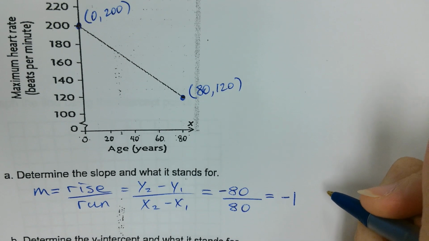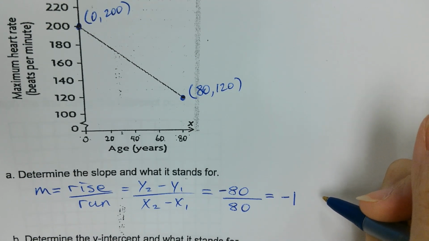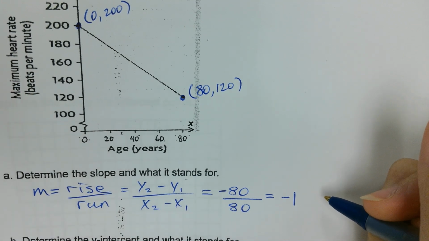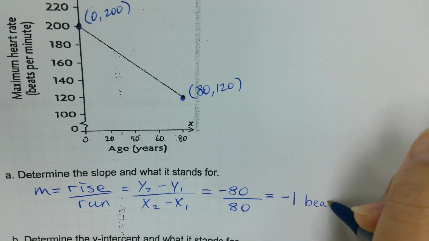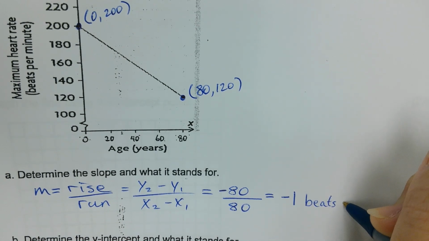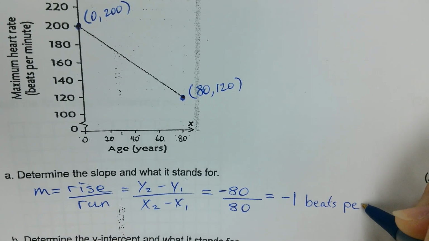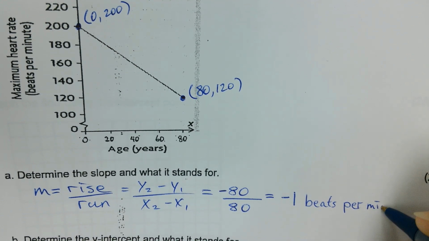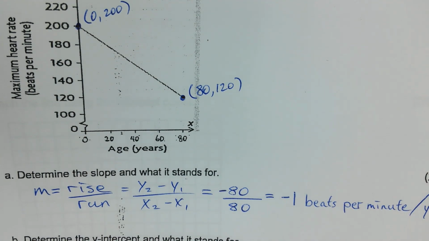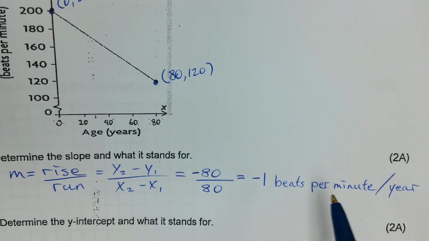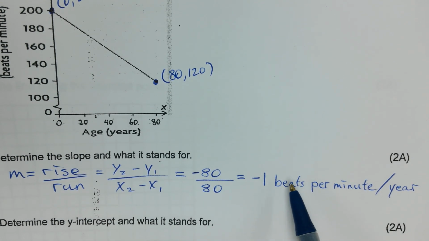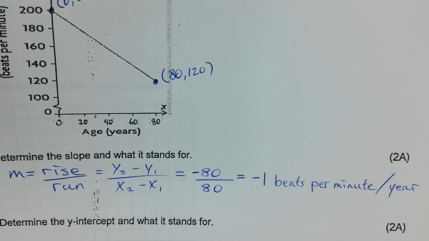What's the unit? This is a little tricky because your y value is heart rate. So negative 1 beats per minute per year. It sounds weird because it's per and then per again. So BPM per year, basically.